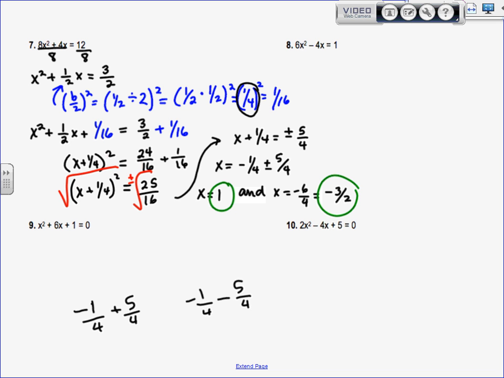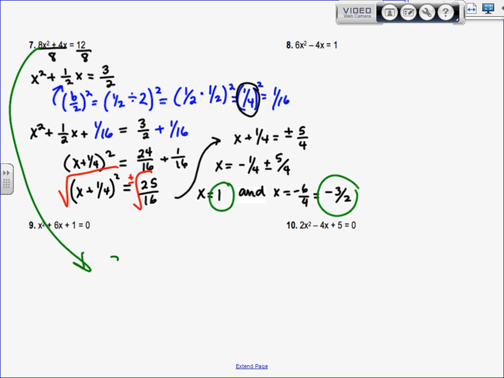So negative 3 over 2 and 1 are your answers. So that's one where originally, if you had tried to factor, it would have worked. So you don't have to write this, but let me show you quickly that if I started from the original and I tried to factor, I'd have 8x squared plus 4x. I'd subtract the 12 over, because I need it set equal to 0 when I factor.